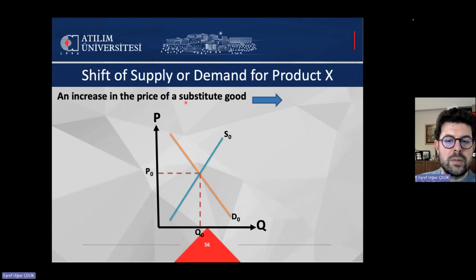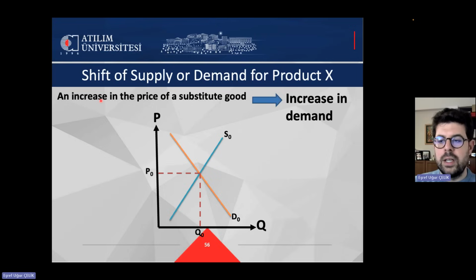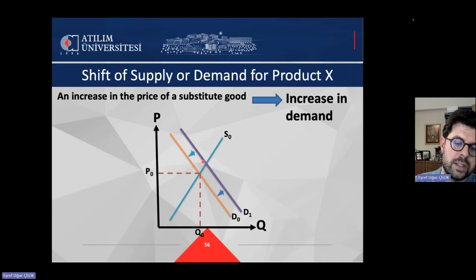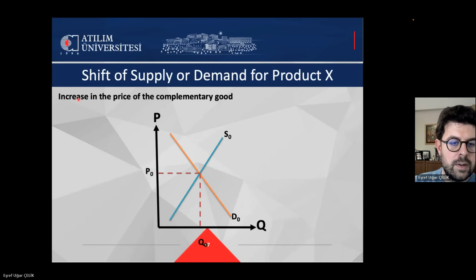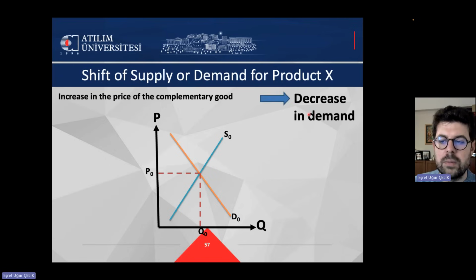So when the price of a substitute good becomes higher, the demand becomes higher. That means the demand curve is shifting to the right. When it shifts to the right, the price and quantity become higher. In complementary goods, the relationship is negative. So when the price of a complementary good becomes higher, the demand becomes lower. So the demand curve is shifting to the left. When it shifts to the left, the price and quantity become lower.